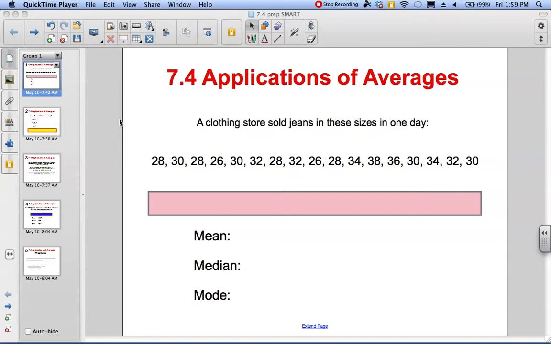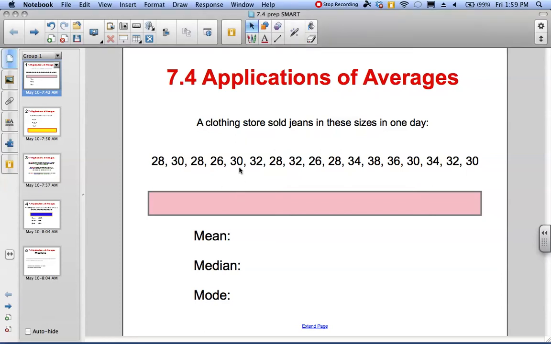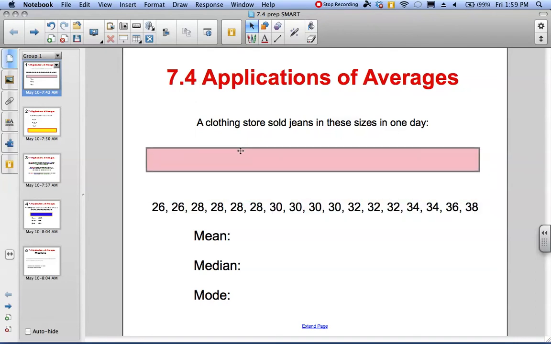A clothing store sold jeans in these different sizes in one day. So there's a list of sizes ranging all the way, I believe, from 26 all the way up into the mid-30s. So first things first, when we get a data set, we're going to put that data set in order from least to greatest. And then we're going to look at it. If you added all those up, you would find your total. And once you've added them all up, you'd find that it's 522.